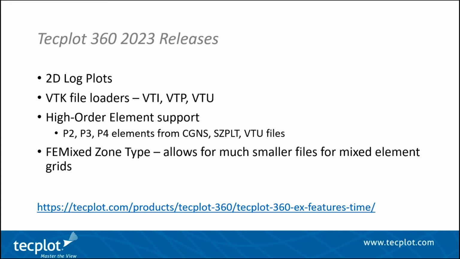And then the FE mixed zone type is a new zone type available in Tecplot 360, and it allows for much smaller files for a mixed element grid. We have a blog post available on our website that shows just how much smaller a file you can create. There's a data file that we had that came out of CFD++ with classic Tecplot PLT file format. It sat on disk at about 7 gigs, and with FE mixed zone type, we were able to compress that down to about 2.5 gigs. So quite a huge savings on disk, and because you're loading less data off disk, it also loads faster into Tecplot 360, and you can get your work done more quickly.